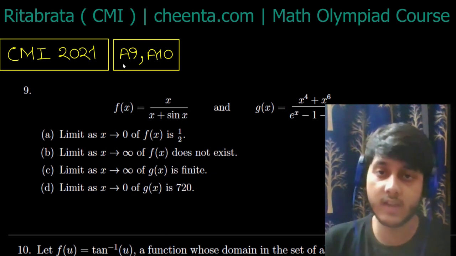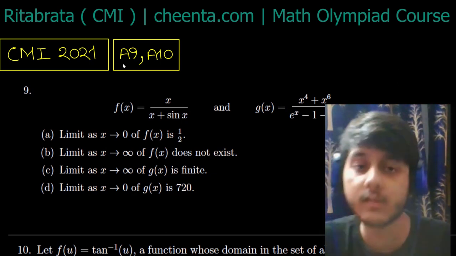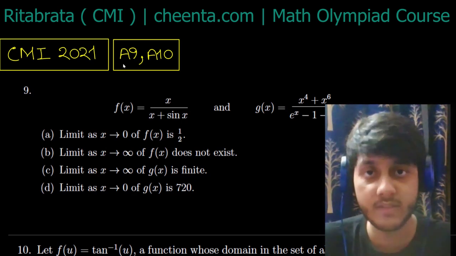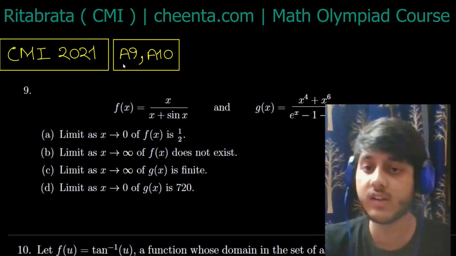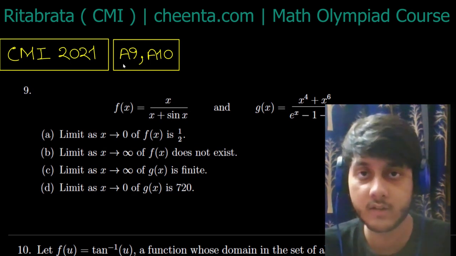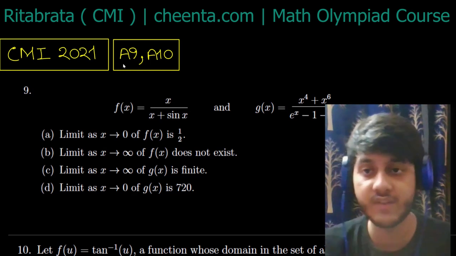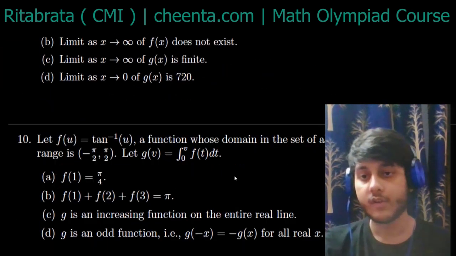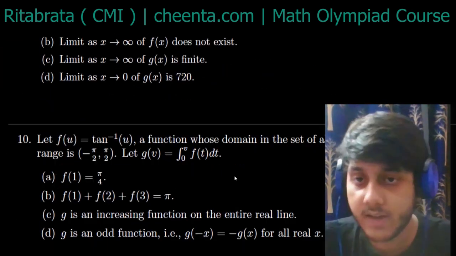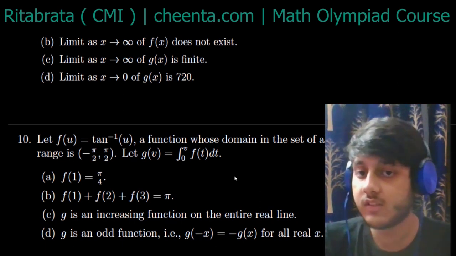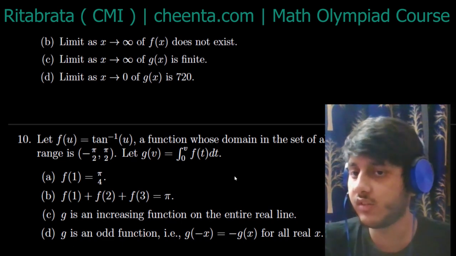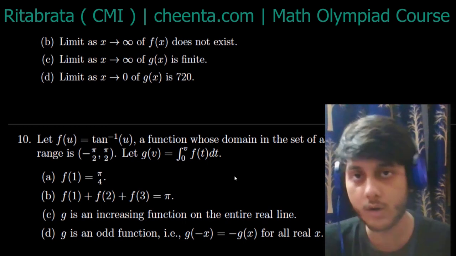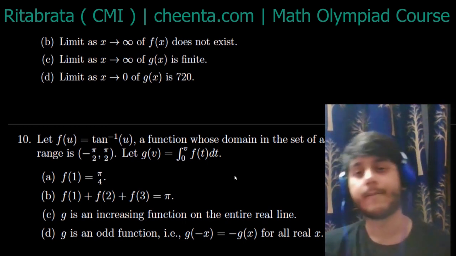The first question says f(x) equals x by x plus sin x, and g(x) equals x to the power 4 plus x to the power 6 by e to the power x minus 1 minus x squared. I have to check the behavior of both f and g as x tends to 0 and x tends to infinity. For the next question, I am given f to be the tan inverse function. G is defined as g(v) equals the definite integral from 0 to v of f(t) dt. Then I have to check some values of f and whether g is increasing or not, and whether g is odd or not. So let's get started.